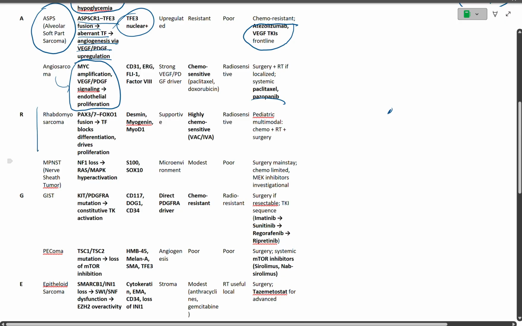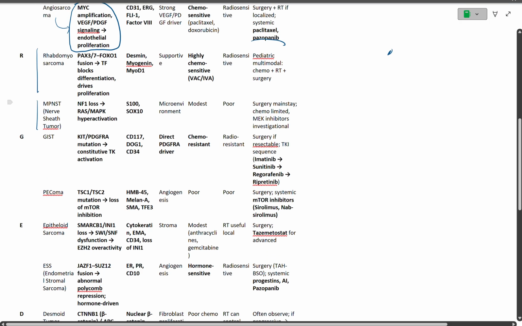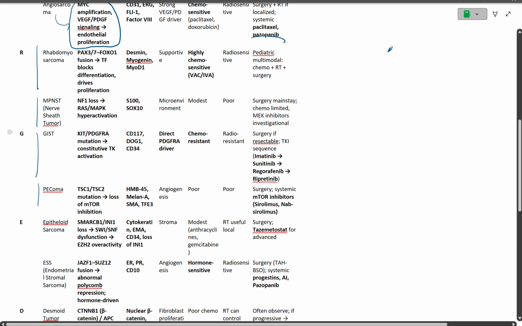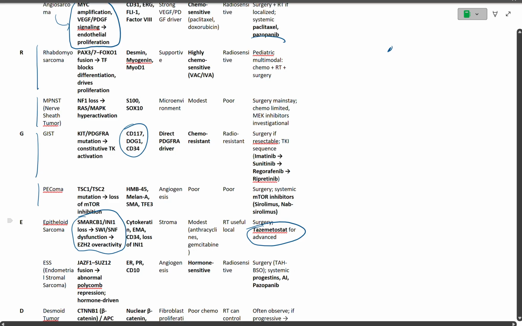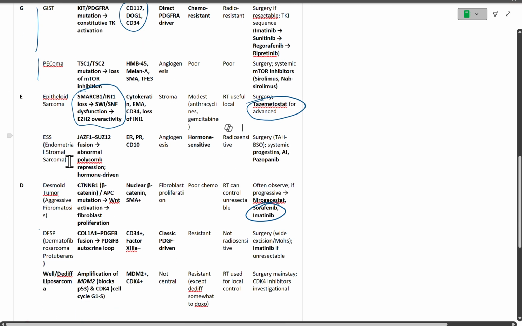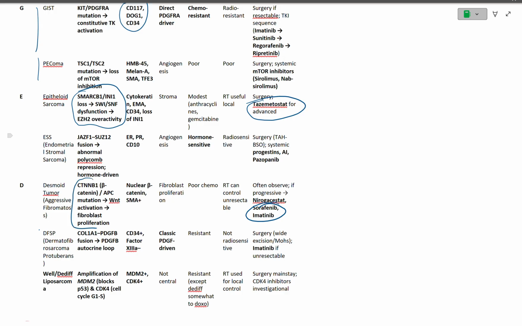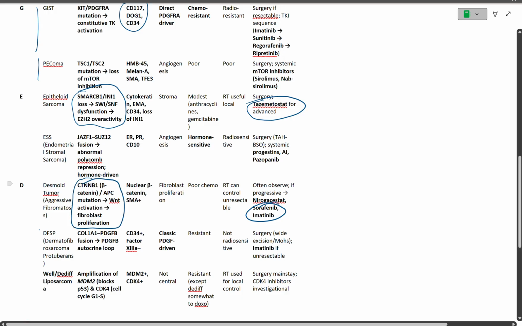RMS is a separate topic, MPNST is a separate topic, and GIST is a separate topic, PDGFRA, CD117, epithelioid sarcoma, SMARCB1, EZH2, dexamethasone, pazopanib for endometrial sarcoma. Desmoid tumor is activation of CTNNB or WNT pathway.